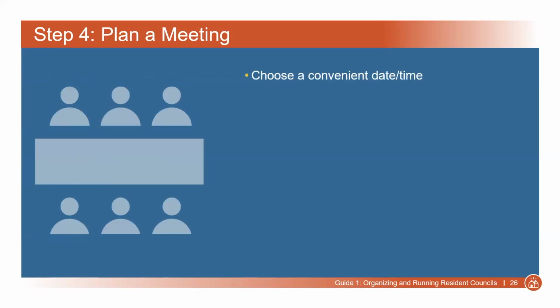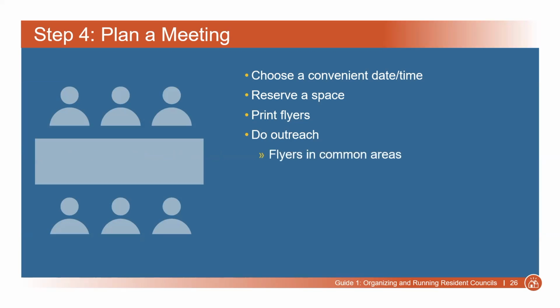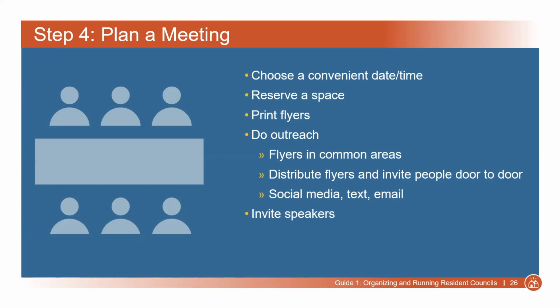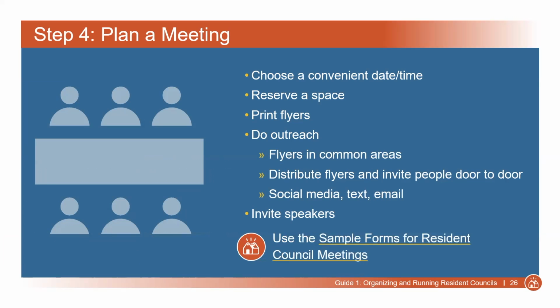Step 4. Plan a meeting. Choose a date and time that will be convenient for most people. This is something you can talk to people about when you initially do outreach. Talk to staff to reserve a space for the meeting. Staff may also be able to assist you in creating and printing flyers. Put up flyers in key areas and, if possible, distribute them door to door. If there are social media sites or email lists that residents use, you can also distribute invitations electronically. If possible, invite leaders from another resident council or tenant organizer to talk about their experience and give advice. Remember, you can customize the sample forms for resident council meetings provided in the toolkit.